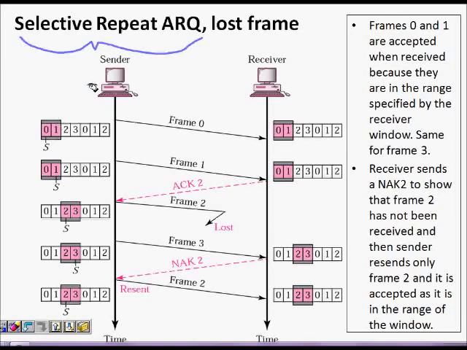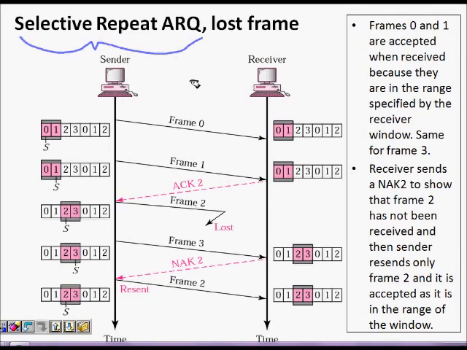Hello friends, in this lecture we will learn about selective repeat ARQ, automatic repeat request. It is used for error control and flow control. So what is it all about? There is a sender and a receiver, and our main aim is flow control and error control.